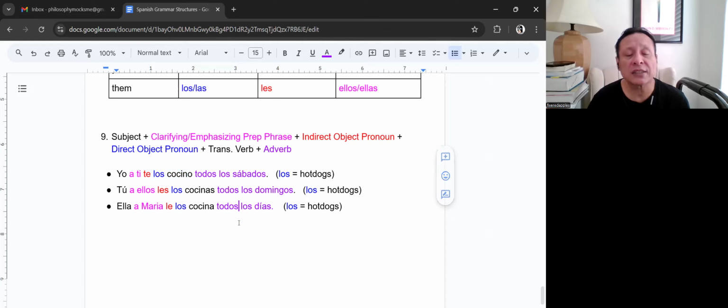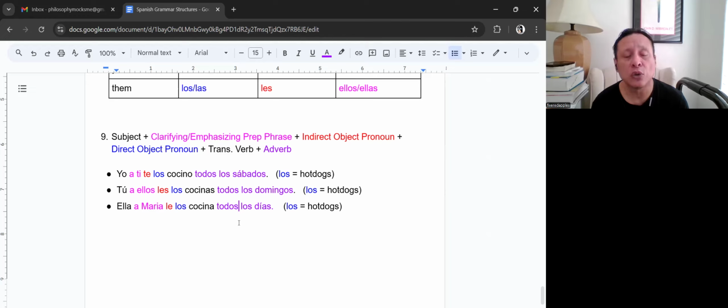So in the context that we're talking about hot dogs, and you're like, you never make me hot dogs. I'm like, what are you talking about? Yo a ti te los cocino todos los sábados. I cook them for you every Saturday. What do you mean I never make you hot dogs, right? So this is the los referring to hot dogs here, which would be a them, right? So it would be, okay, I cook them for you, right? So, okay, so this is it. So this is the pattern.